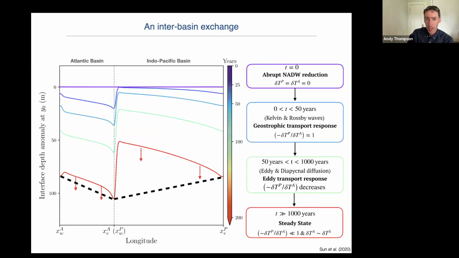So what's actually happening here, this is a little bit of a technical slide for the oceanographers, but what you're looking at now are different lines that are showing the anomaly or the displacement of that initial interface between the upper layer and the lower layer. And so the first key thing to look at here, time moves down as you go from purple to blue to green to red.